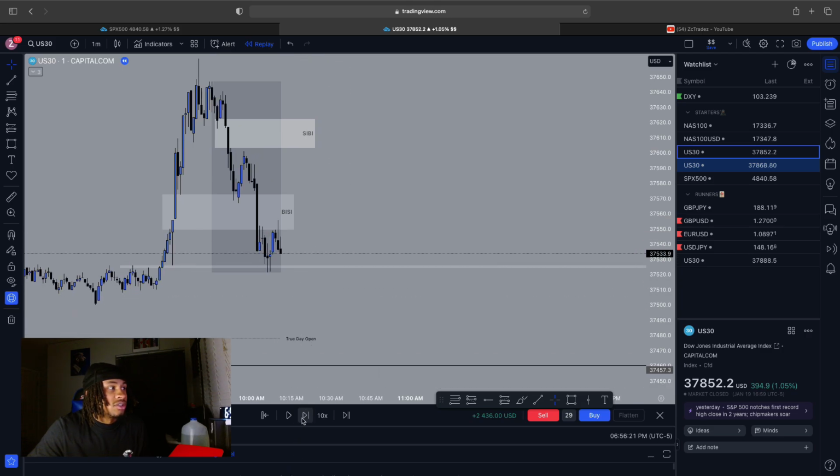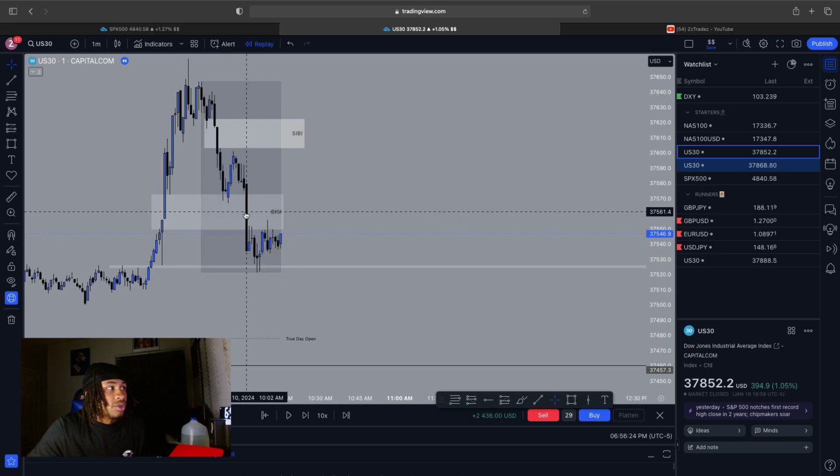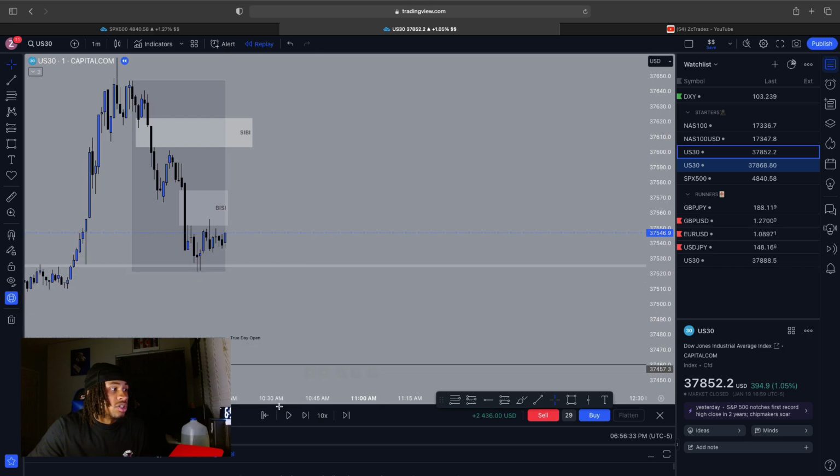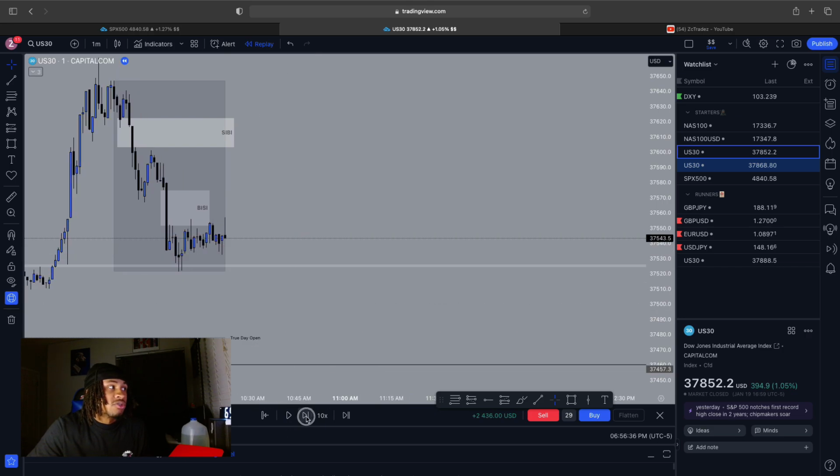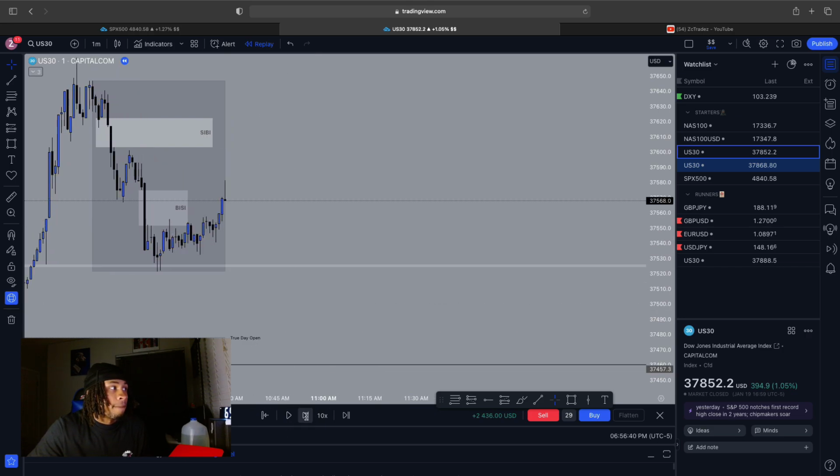All right, let's see what it does. We got this tap in on the BISI right here. I wouldn't exactly call this a rebalance, but it rebalanced a portion of this fair value gap. If I see displacement above, I'm taking the buy.